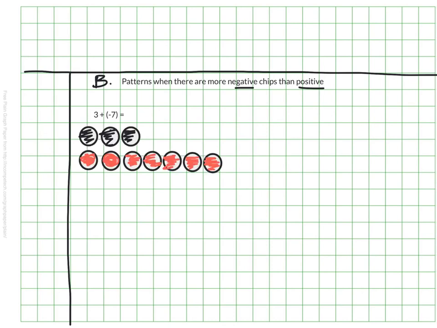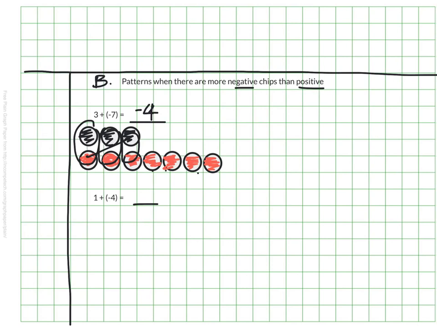So to help me with this, I have my chips. I have 3 positive or black chips, and I have 7 negative or red chips. I see that I have some zero pairs, 1, 2, 3, that I can remove, which leaves me with an answer of 1, 2, 3, 4, but they are all negative. So negative 4 would be my answer. That looks a little like a 1. There we go, a 4.